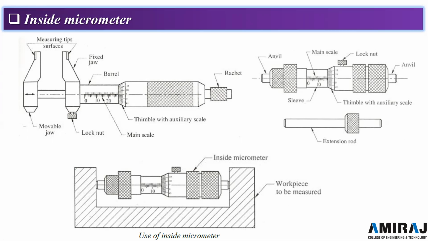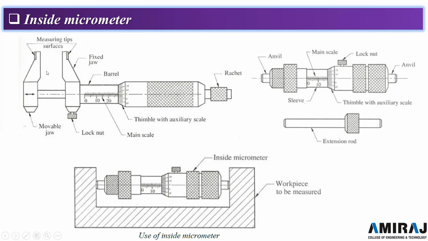So the faces are ground and hardened. Here you can see these faces are ground and hardened so that they can measure the inside dimension. These are the two various types. First one is having this measuring jaw, and second one is having the end portions or anvil. These are the two separate types of inside micrometer.